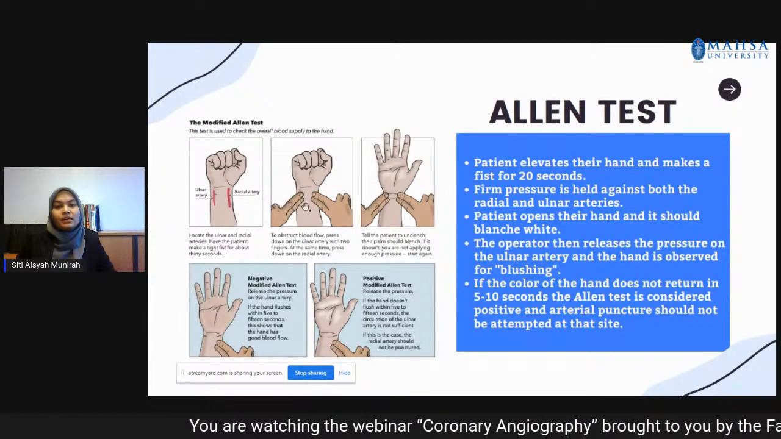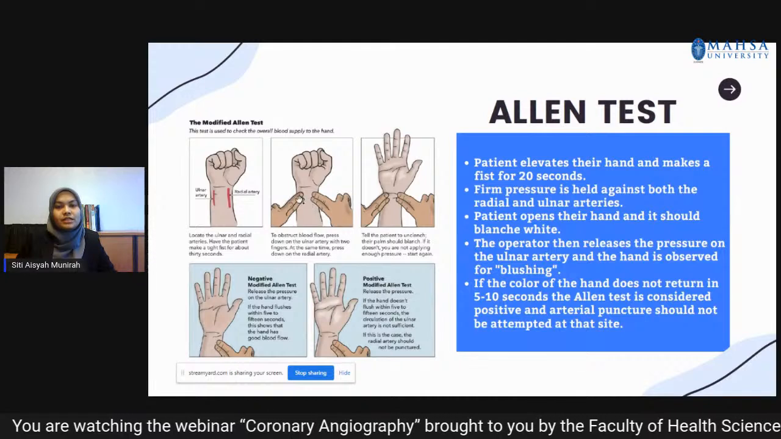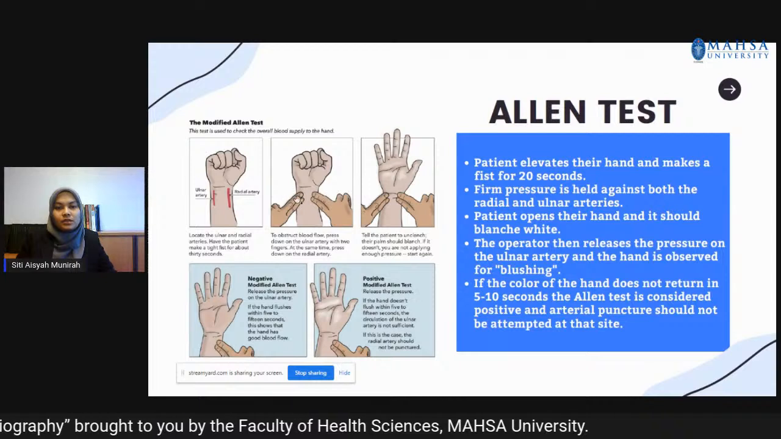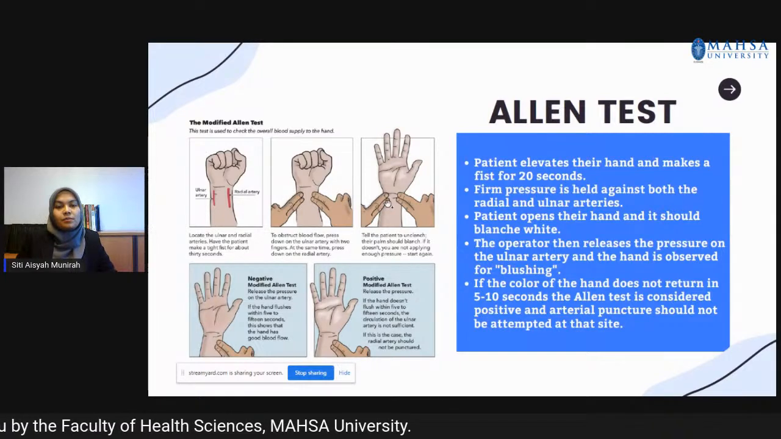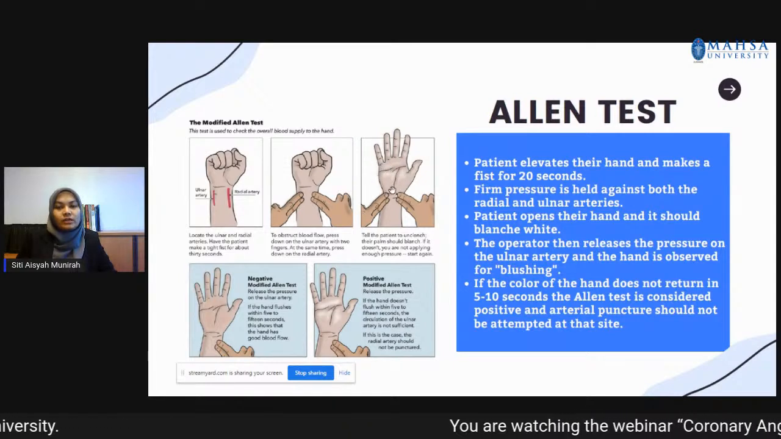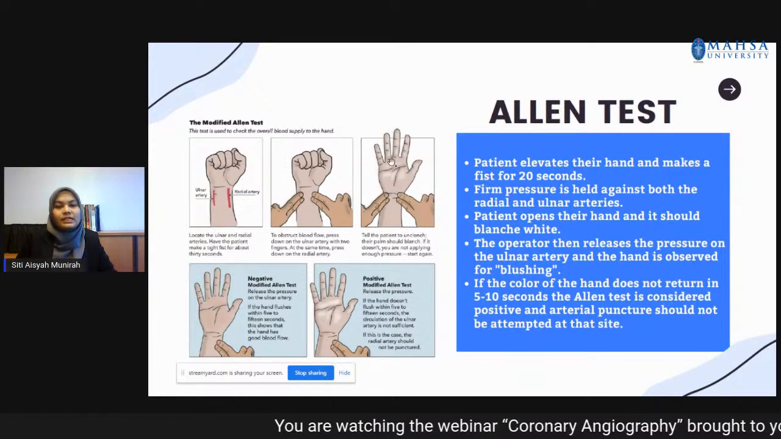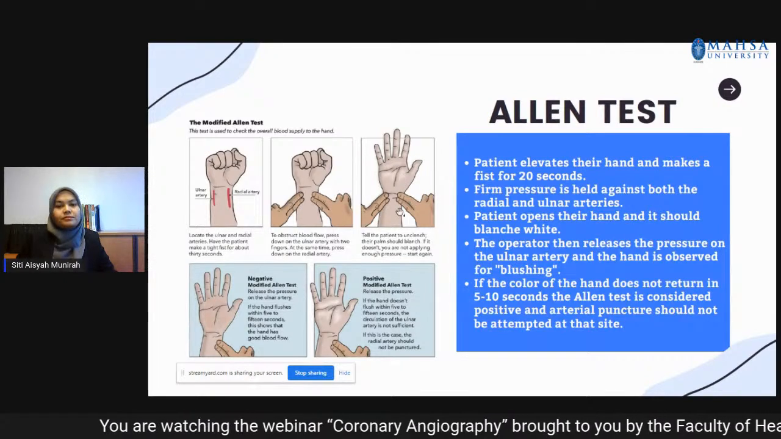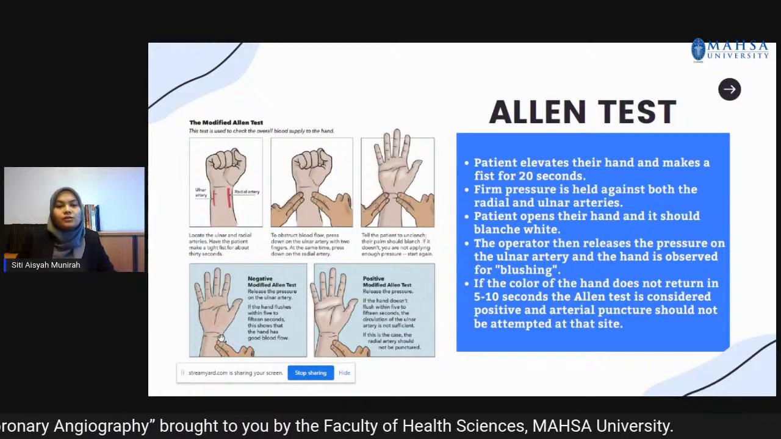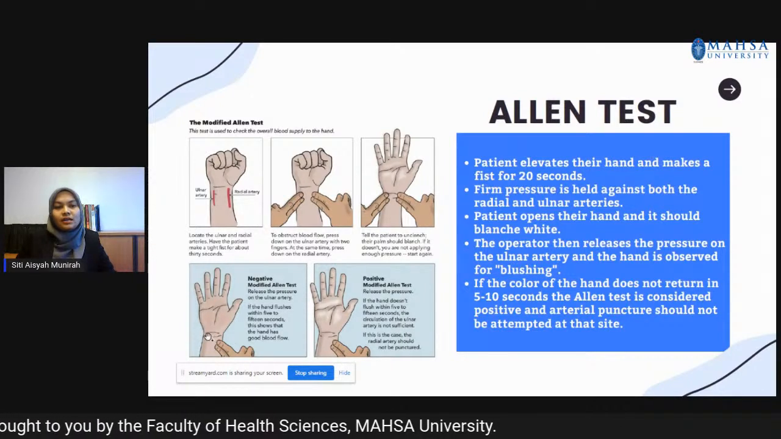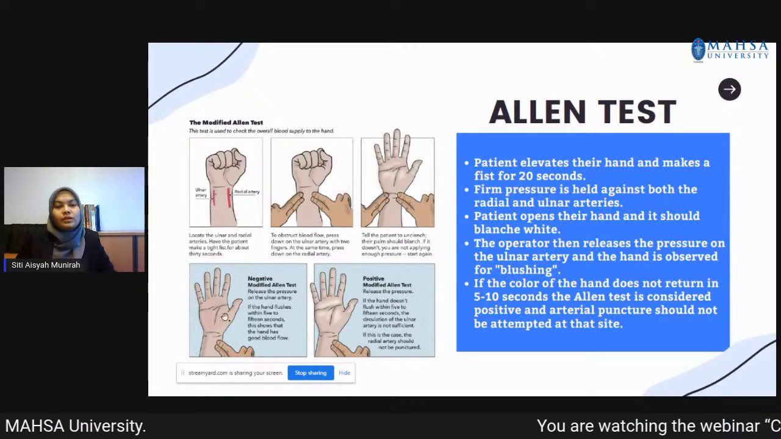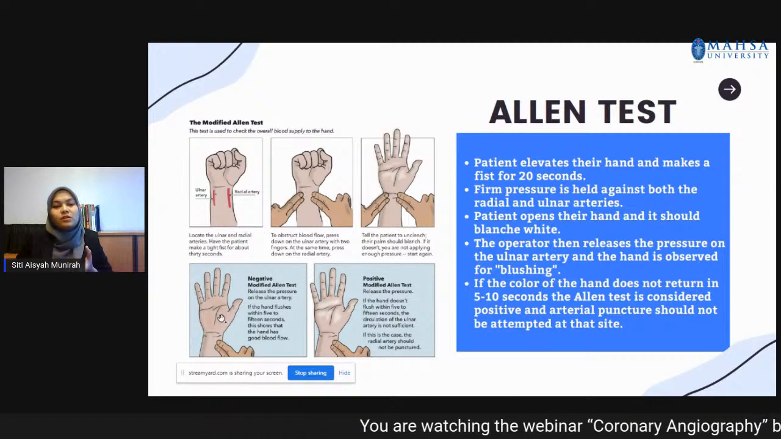And then after that, pressure is applied against both the radial artery and the ulnar artery. So here, pressure is given. After that, the patient needs to open their hand, and the hand should be blank white, okay, because no blood supply is reaching the hand. Then the operator, or the one who applied the pressure, needs to release the pressure at the ulnar artery, okay?